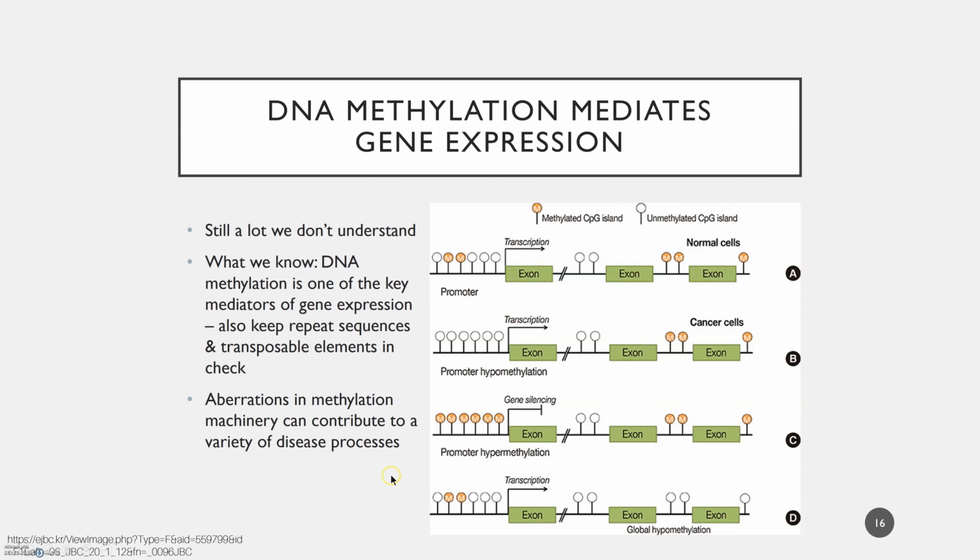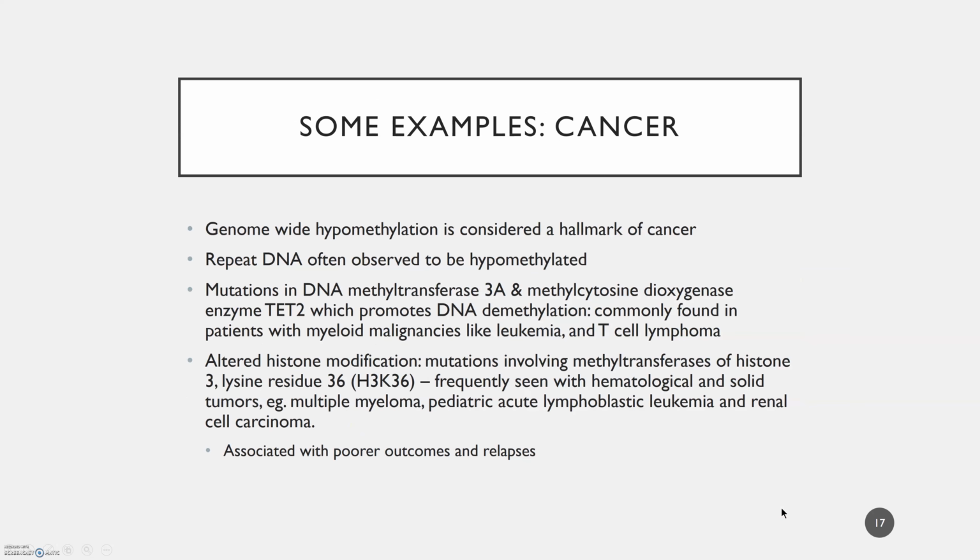Although there's still a lot about epigenetic mechanisms that we don't fully understand, we do know that DNA methylation is one of the key mediators of gene expression, and it also keeps repeat sequences and transposable elements in check. Aberrations in the methylation machinery can contribute to a variety of disease processes. Here are a few examples that highlight the link between epigenetic changes and diseases.